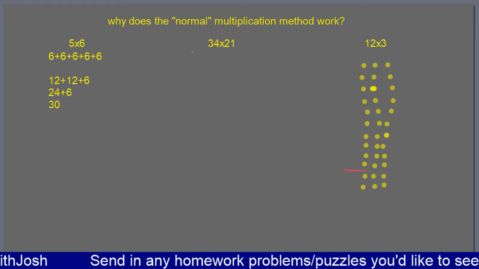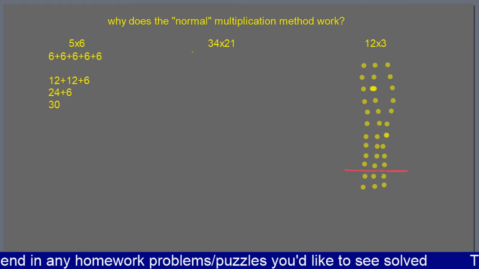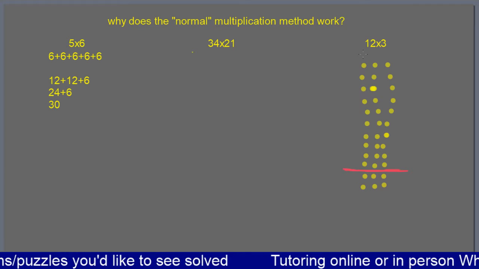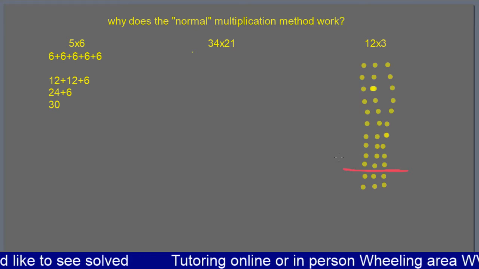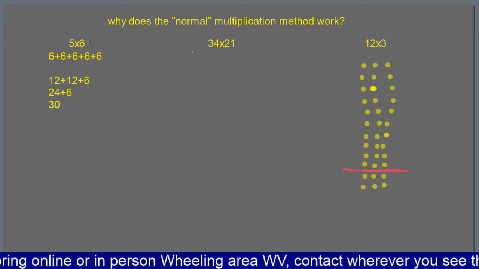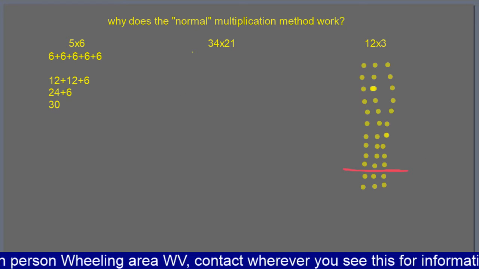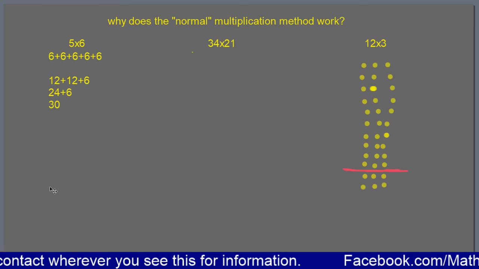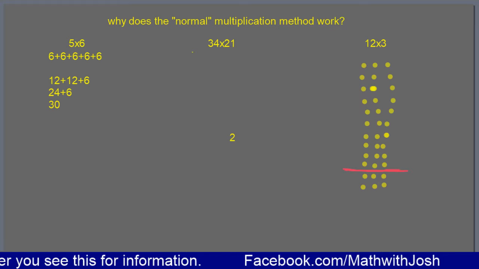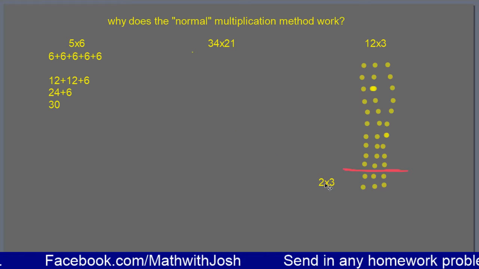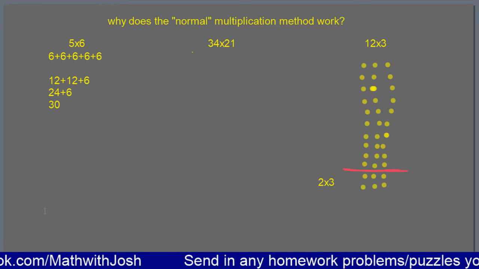So the neat little trick, let's say we just draw a line here. We can count the dots as the top section of the dots, and then the bottom section. Well, if we go backwards, this bottom section is 2 times 3, because it's 2 rows of 3 dots.